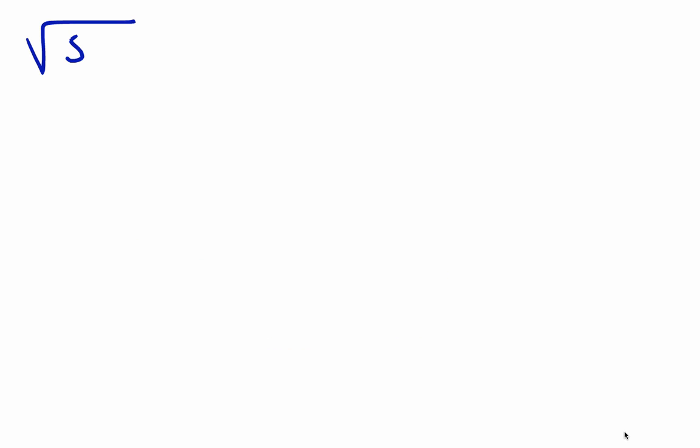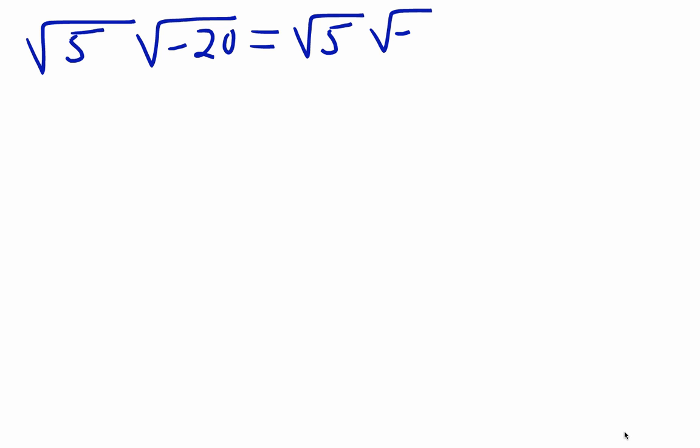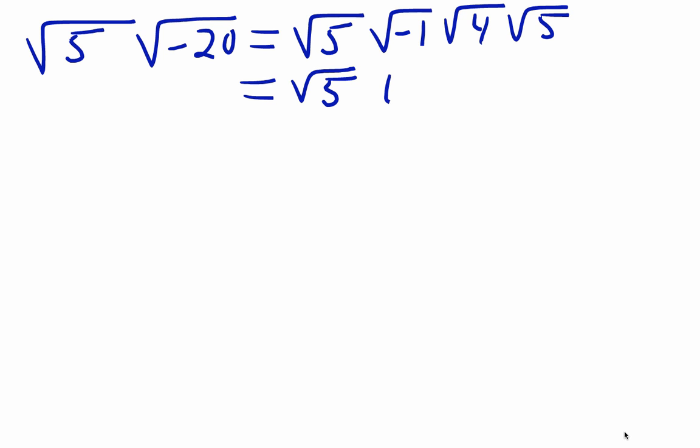Alright, let's say we had the square root of 5 times the square root of negative 20. So that's going to be the square root of 5. The square root of negative 20 is the square root of negative 1, times the square root of, and I would find factors of 20. I'm hoping that one of my factors is a perfect square, and it is, 4, and the square root of 5. So we have the square root of 5, the square root of negative 1 is i, the square root of 4 is 2, and the square root of 5, we just leave it that way.